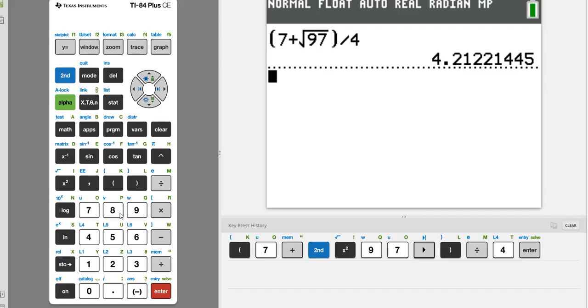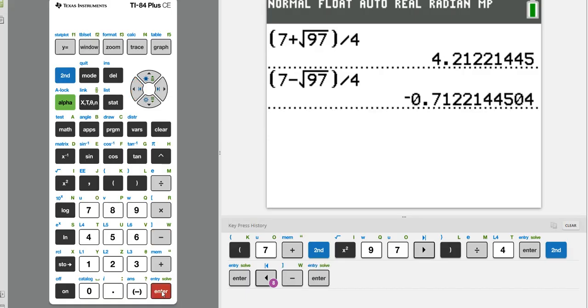So here's the trick. Hit the second key, and of course, you can keep up with my keys on the bottom here. If you hit the second key, then the enter key, it brings up your previous calculation. Just go back and change that plus to a minus. And there you go. Now you got both solutions. Wow, pretty cool. If you've got an up-to-date calculator, you can do it a little bit more efficiently this way.